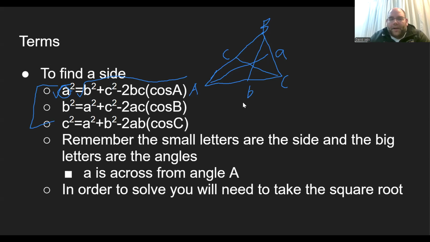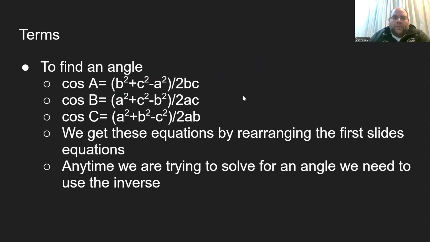All right. To find an angle, we just rearrange the other equation. We will talk through that, maybe go through it next week at some point. But we just rearrange that equation to get the cosine A by itself. And so that's how we're going to solve for our angle.